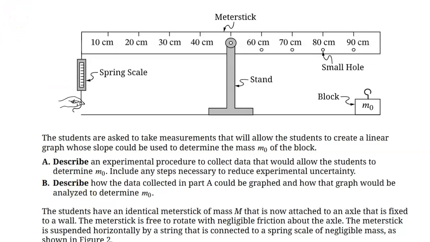So the idea here is that when this meter stick is balanced, then we know that the torque going counterclockwise equals the torque going clockwise. And we have enough information to calculate the torque going counterclockwise because we know the distance of the spring scale to the fulcrum and we can measure the force on the spring scale. Then knowing that, we can set that equal to the torque going clockwise. Now, the torque going clockwise will be equal to the distance from where the mass is hooked to the meter stick to the fulcrum, and then also the weight of the block. And so if we know the force on the spring scale, we'll be able to calculate the mass of the block.